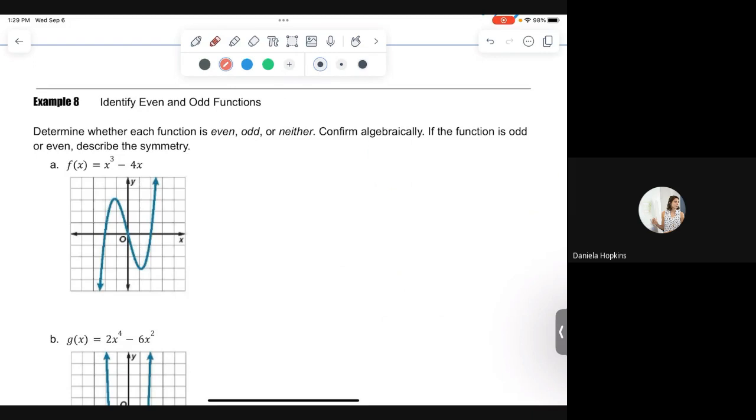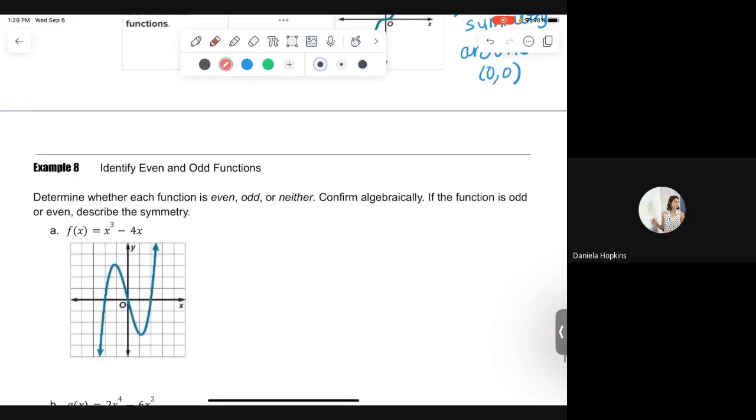So example 8, we have 3 graphs here, and we're going to make a prediction based on how these graphs look, if they're even or odd, but then I'm going to go through and show you the algebra for proving even or odd as well. So it can be even, odd, or it can be neither. Just like there are some graphs that have no symmetry, you can also have a function that's not even or odd.